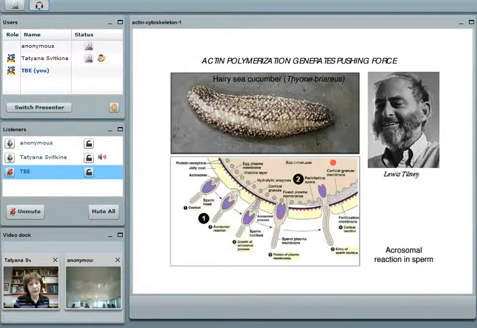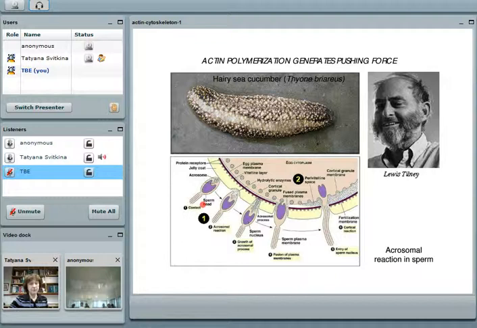And the process he studied is called acrosomal reaction. This illustration is from a mammalian sperm, but it was discovered using this animal and turned out to be correct for us as well. So what happens during fertilization when sperm meets egg?